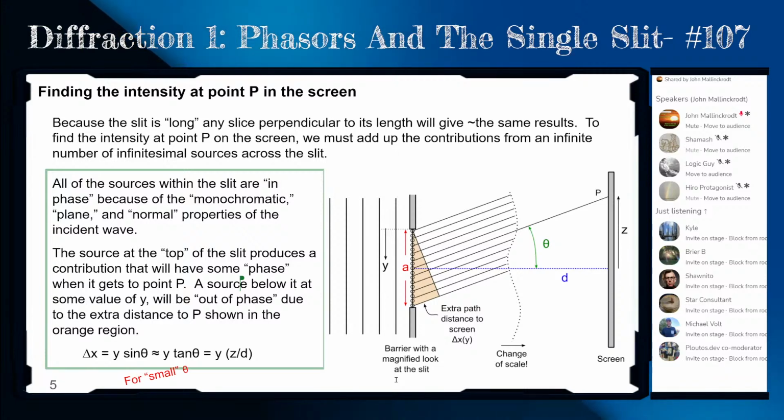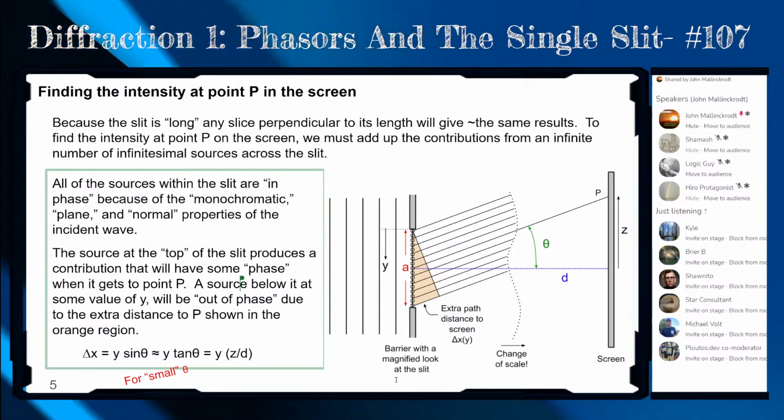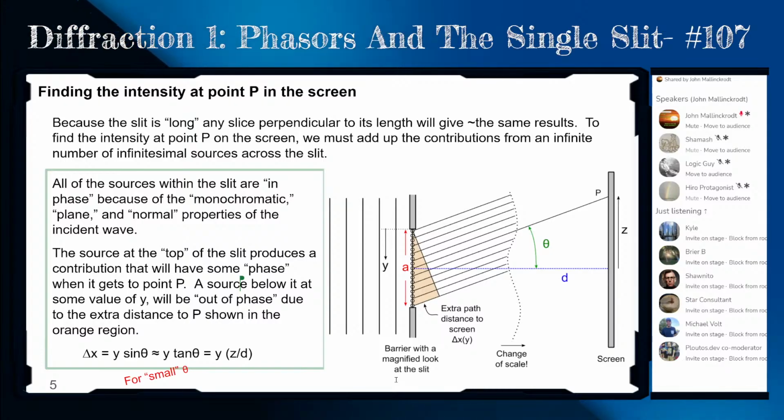And the thing that determines that amount of out of phaseness is that extra distance that's shown in the orange region there. Except for that extra distance in the orange region, all of the distance to the path is the same. So I can just think about the orange place. And in subsequent slides, I'll really concentrate on that orange part.